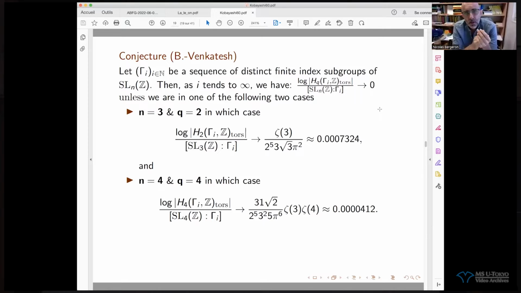in two particularly interesting cases: the case where n equals 3, so SL_3, and the degree is 2. In that case, here again, we expect to see exponential growth of torsion, but the constant in the exponential will be quite small, and it's even worse in the case n equals 4 and q equals 4. This is the other case where we expect to see exponential growth of torsion, and the constant is even smaller. So I think it was quite a surprise to expect to see torsion in these two cases. And the reason is that to get a first example with torsion, you have to go quite high in the level. You have to take small gamma_i because these constants are very small.